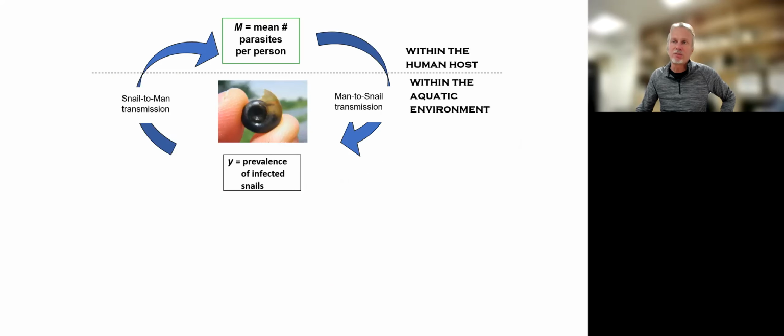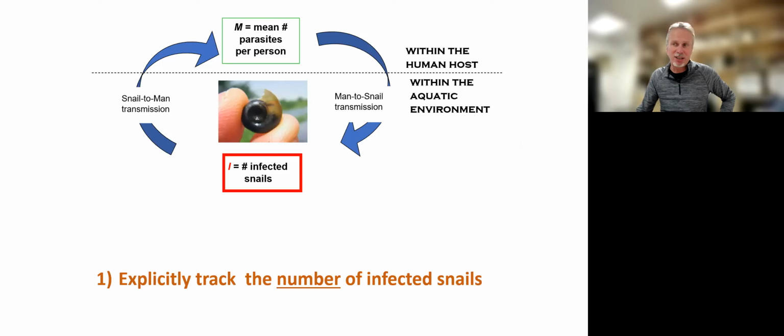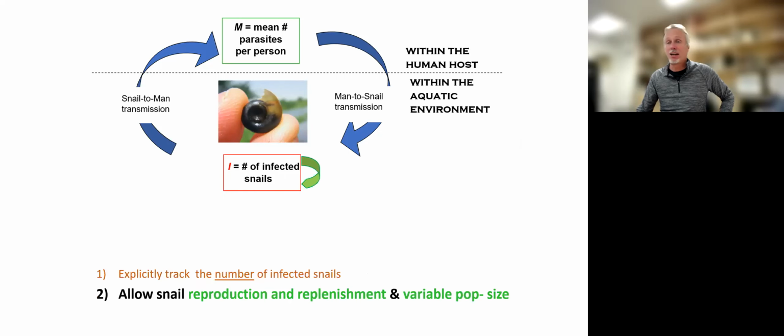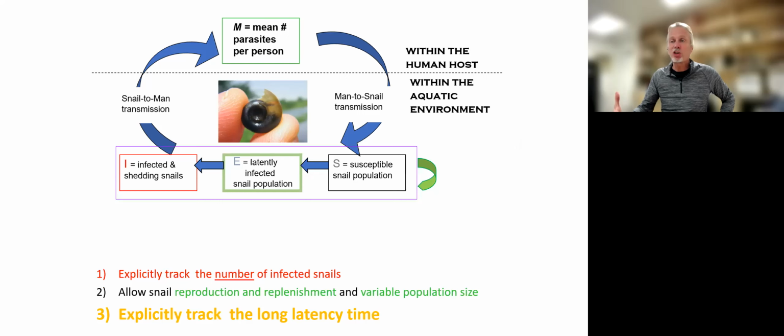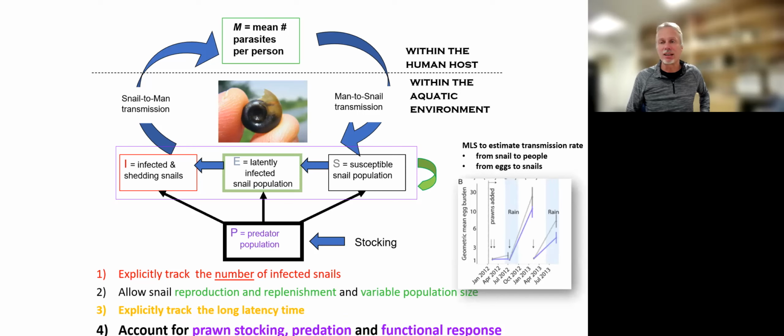So we took these models and said, well, let's explicitly track the number of infected snails, and then allow snail reproduction and replenishment and variable population size. Explicitly track the long latency time, so compartmental models of snail infections on the snail side that also compute the snails that were infected but not infectious yet. And last but not least, we account for prawn stocking in a way that we could.